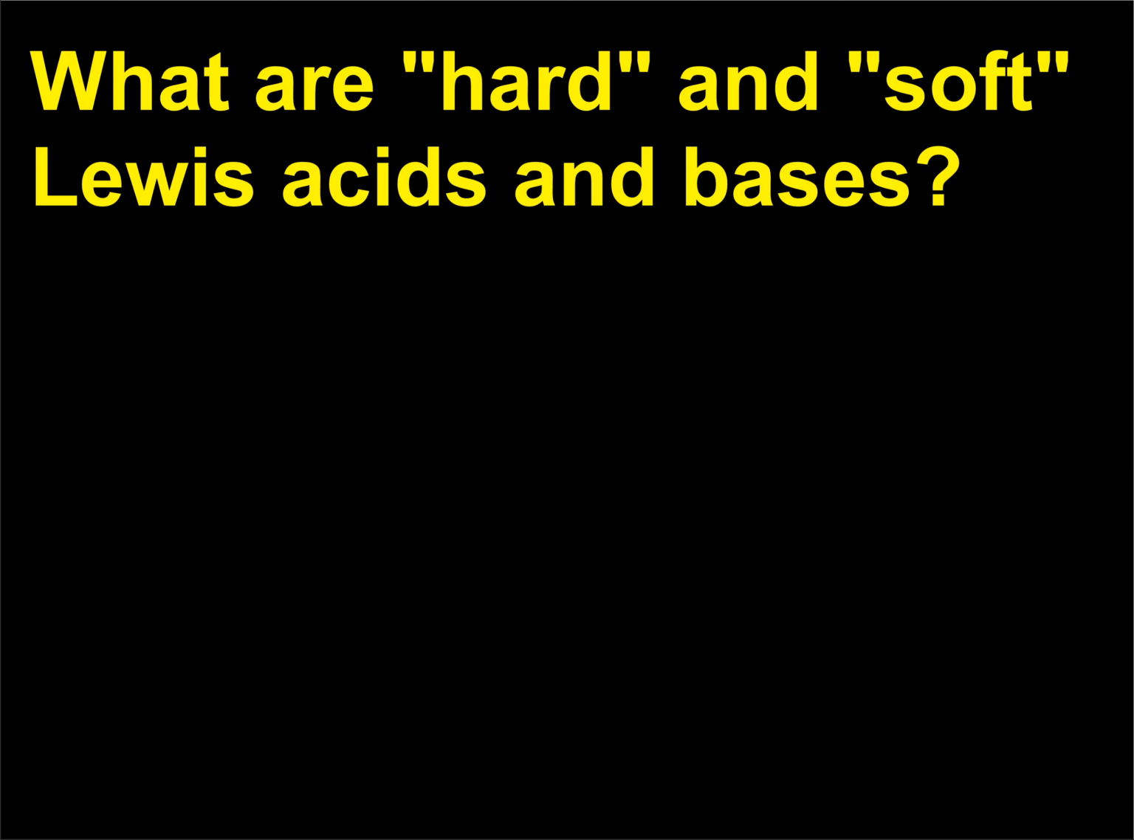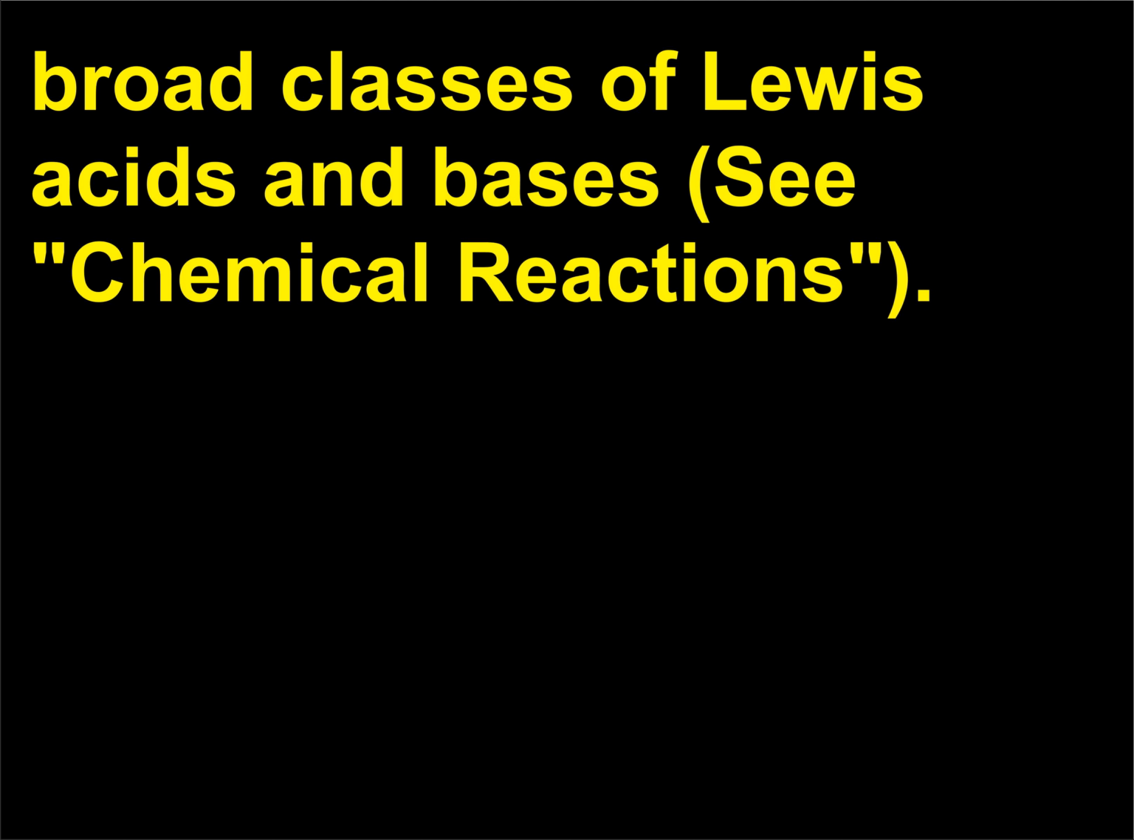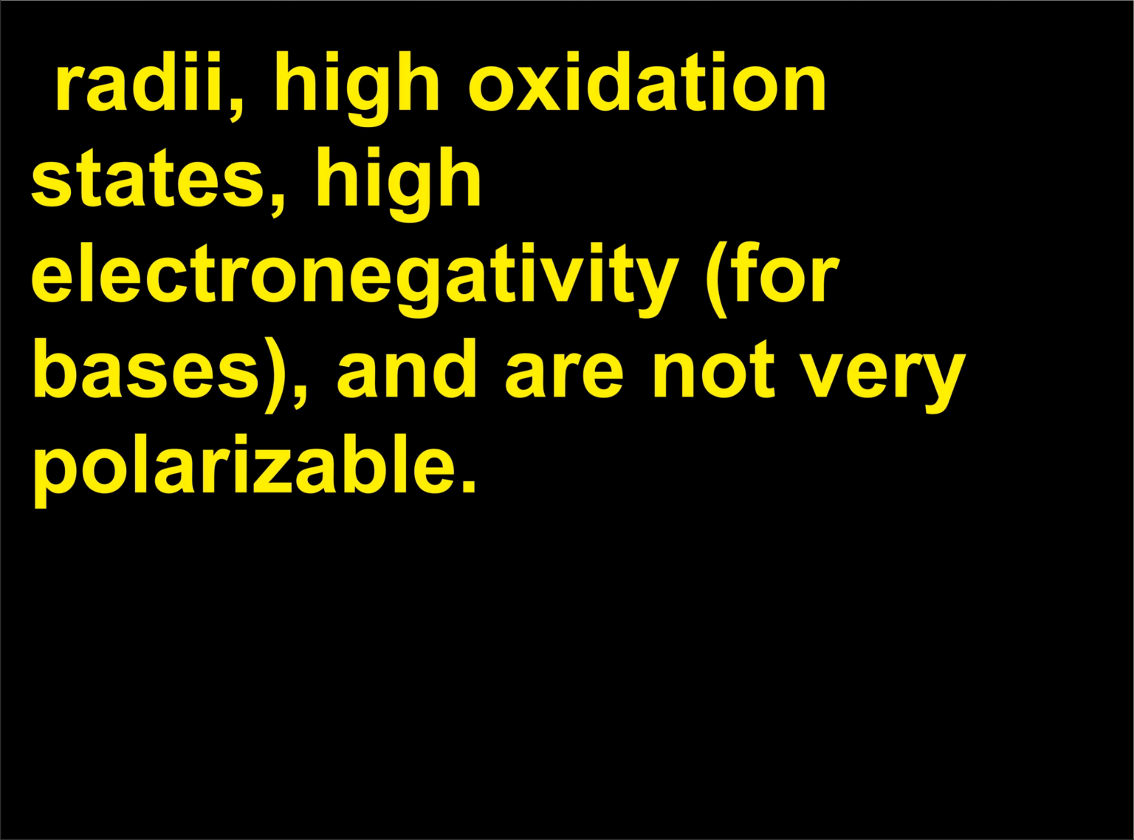What are hard and soft Lewis acids and bases? The words hard and soft are commonly used to describe two broad classes of Lewis acids and bases in chemical reactions. Hard acids and bases typically have small atomic or ionic radii, high oxidation states, high electronegativity, and are not very polarizable.